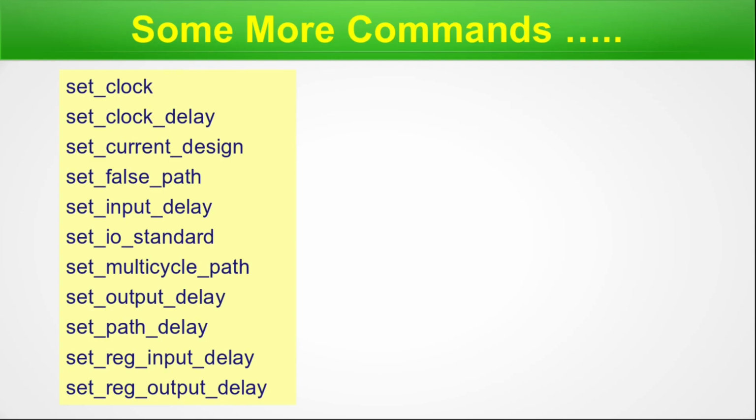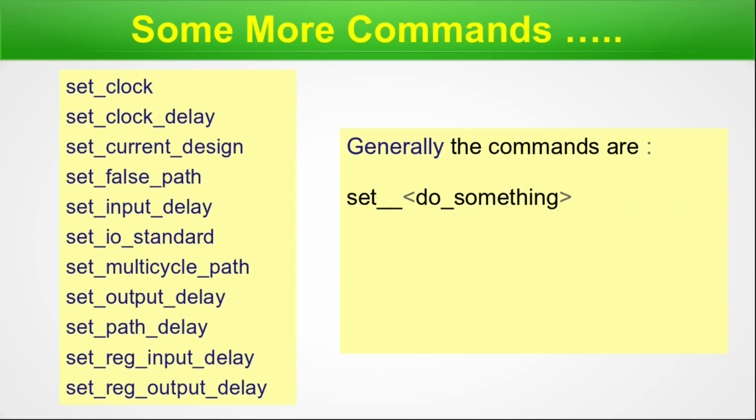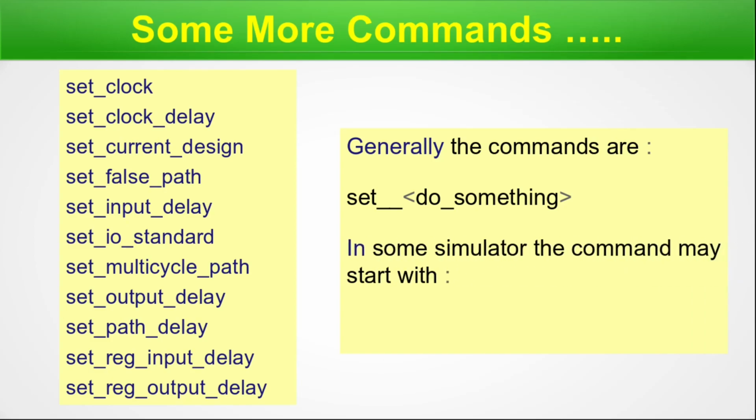The Tcl commands are nothing but Tcl procedures. In different vendor tools, they can have slight differences in their names. Let me describe it to you. Generally the commands are set, underscore, then do something. If you look at the left side list, these are all like that. But in some other simulators, they can be like this. In some simulators, the commands may start with define, then underscore, then do something. So instead of set, it could be define. It may vary from one simulator to another, but the purpose remains the same. If you are encountering a different simulator, not only the name, the arguments may also be a bit different. So be careful and consult the manual every time. We are done with this particular slide.